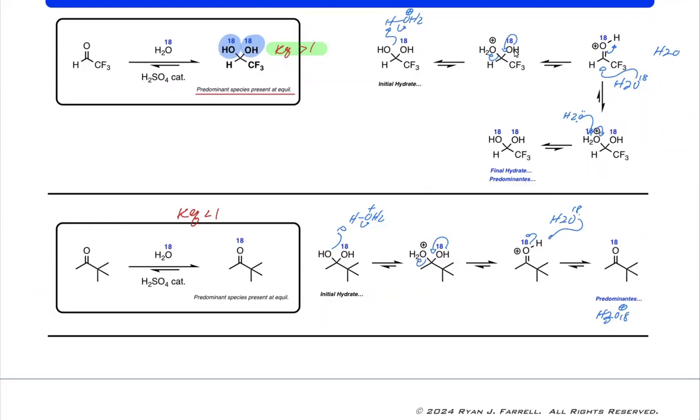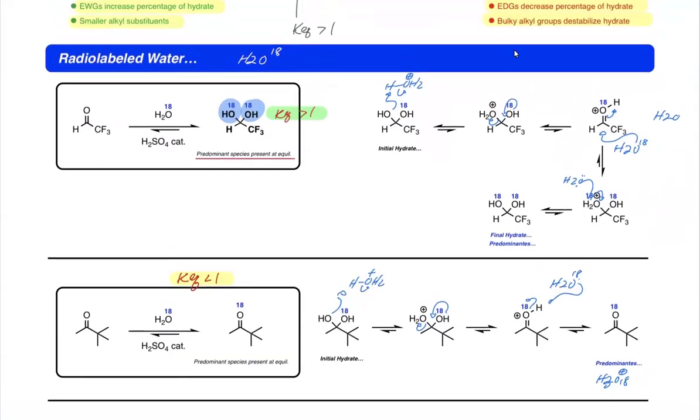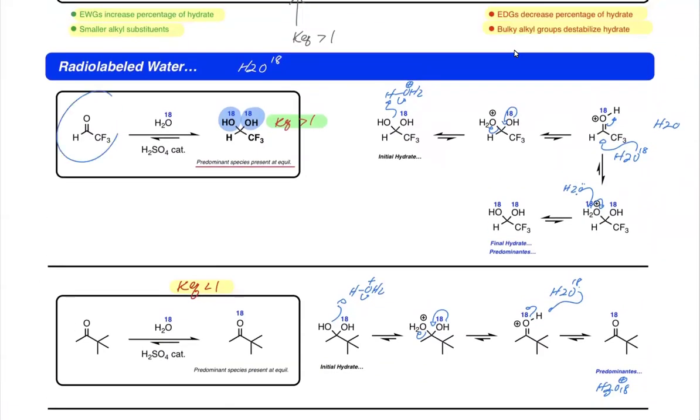So you might be asking yourself, Ryan, what's the big takeaway here? Well, if you're given a question in which you have a carbonyl reacting with radiolabeled water, that's an aldehyde or ketone to begin with. If that carbonyl compound is more reactive than your reference point of acetaldehyde, then we know that KEQ is going to be greater than 1. Hydrate is favored. And when we have a radiolabeled water, the predominant species at equilibrium will be a hydrate with 2 radiolabeled oxygen atoms.